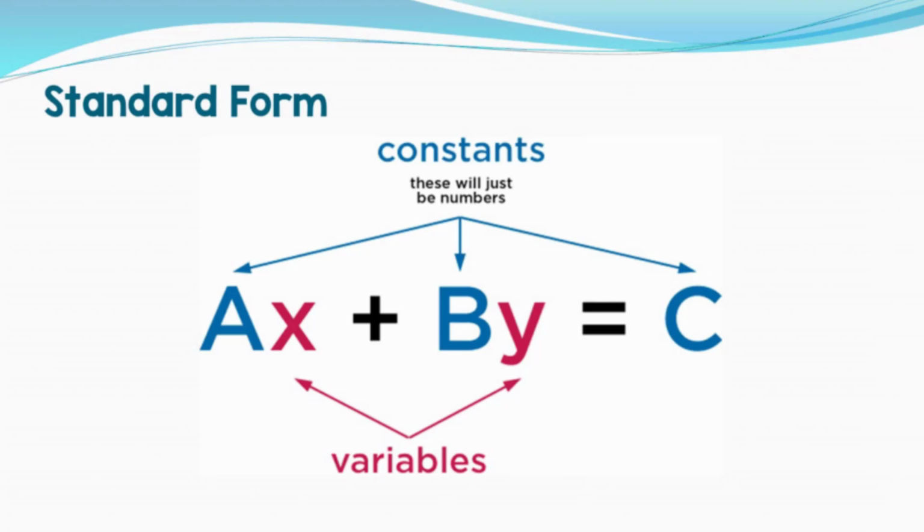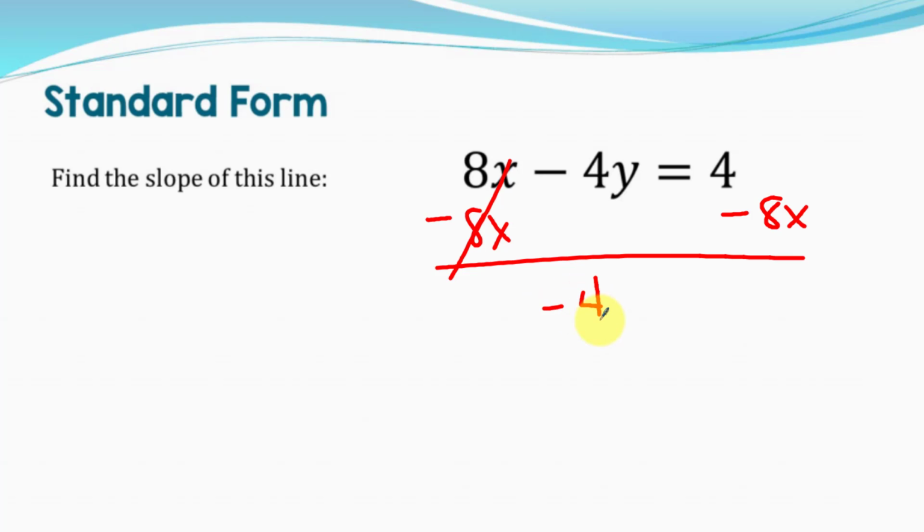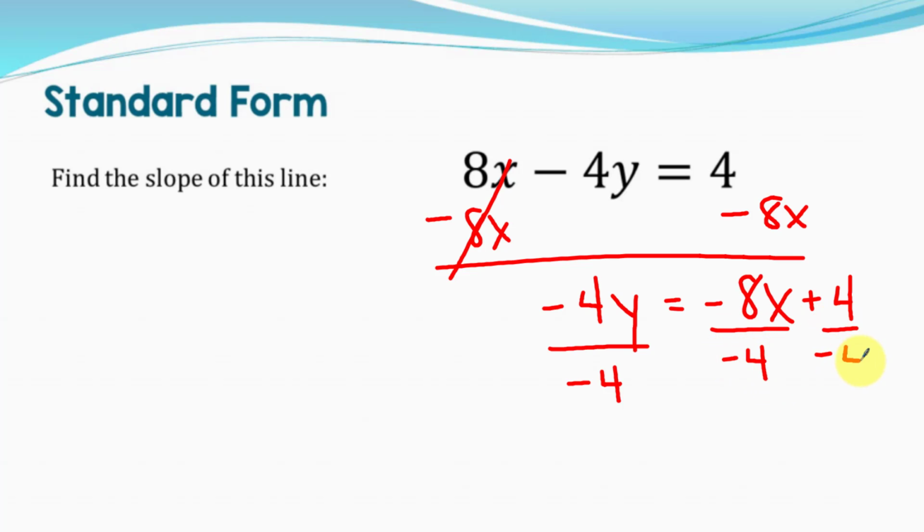All right, and the third one is standard form. That's when you have a number times x plus a number times y equals another number. In order to find the slope from standard form, I'm going to want to rearrange this equation till y is by itself. So that means I'm going to take minus 8x to both sides. That's going to leave me negative 4y equals negative 8x plus 4.